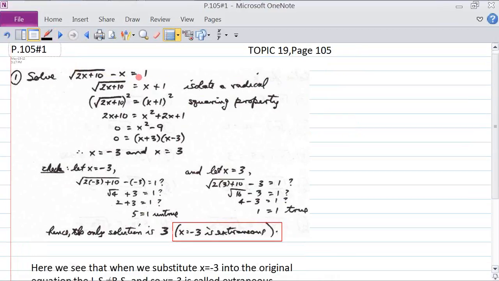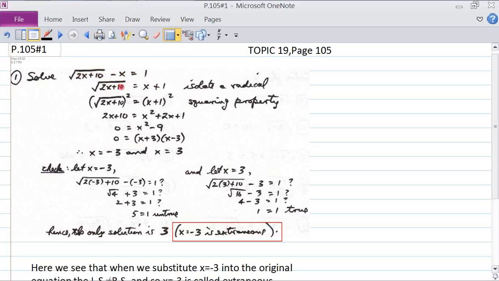Here we have the equation we're trying to solve for. We isolate the radical first of all. Here's the radical right here, and we transpose the minus x from the left to the right. That's all we're doing. Now, the reason we do this, as I stated in the discussion on page 104, is that one could square this side and then square that side, but it becomes a lot more complicated in terms of the algebra.